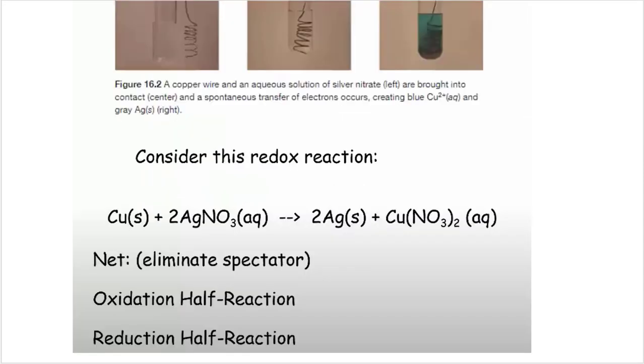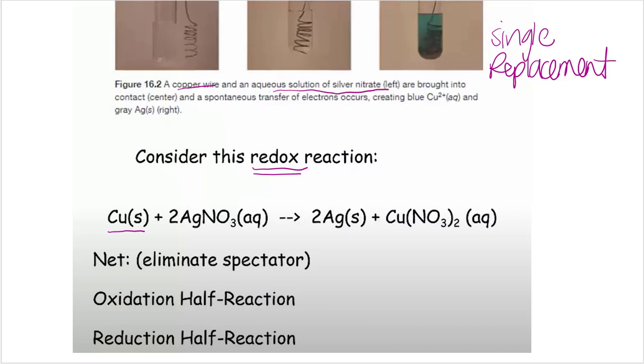First, I want you to consider this redox reaction. We have a single replacement reaction. And we said that single replacement reaction falls under that umbrella, where we can also call it a redox reaction. In this reaction, we have a copper wire, so solid copper, Cu, reacting with an aqueous solution of silver nitrate, so that's our AgNO3. This is my copper wire, and the solution right here is our silver nitrate. And this is a single replacement, like we said.